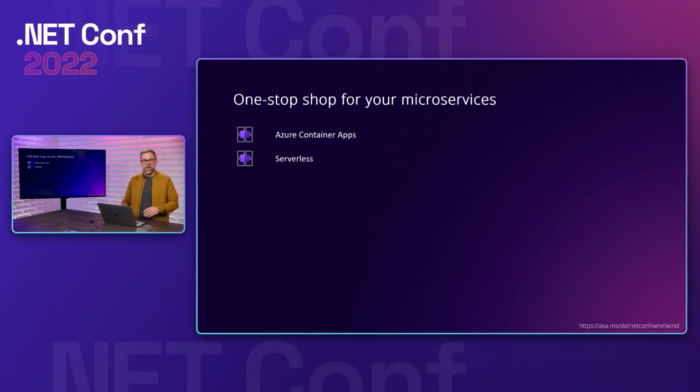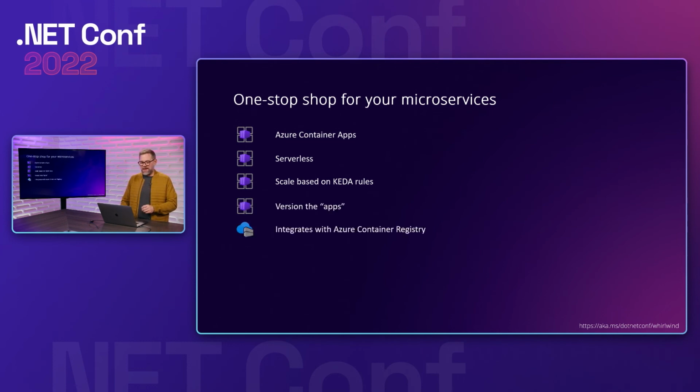They can also scale up really easily, and they can scale up based on KEDA rules, which is Kubernetes event-driven architecture, I think. They have a bunch of rules that define how it spins up, which is based off of Kubernetes. So you think of container apps as built around Kubernetes, but really easy. You can version your container apps, and it also integrates with Azure Container Registry. You can think of Container Registry as like a Docker Hub. Put your containers out there, and pull back what you want.